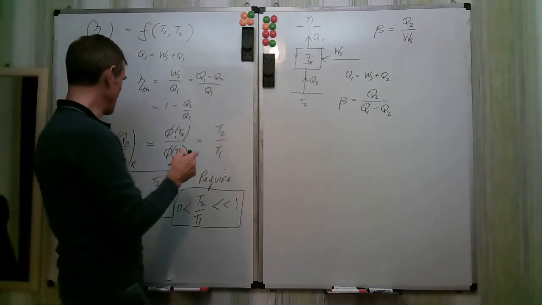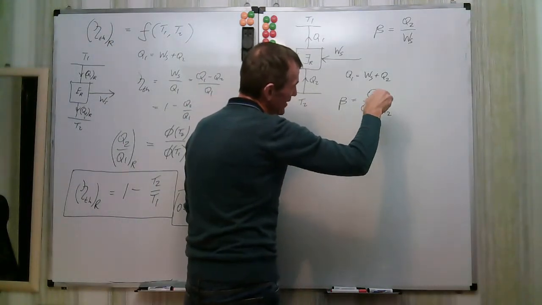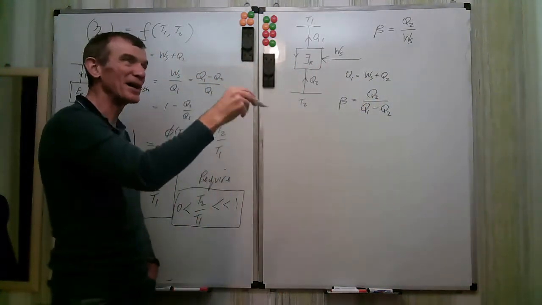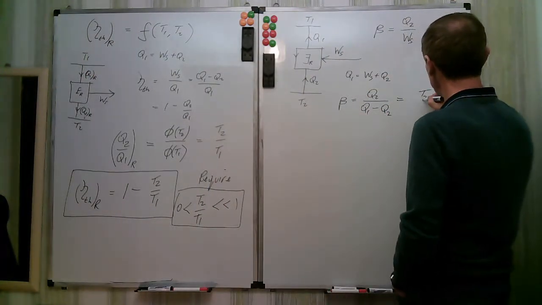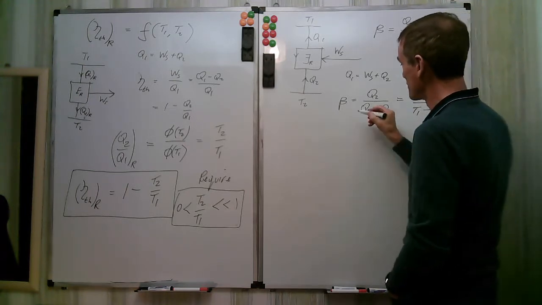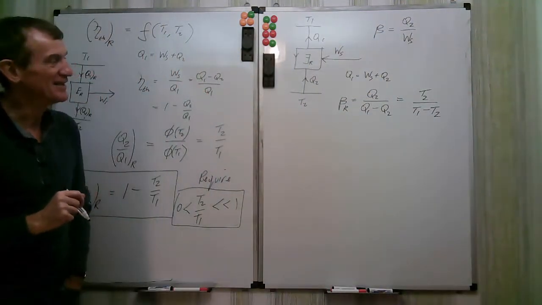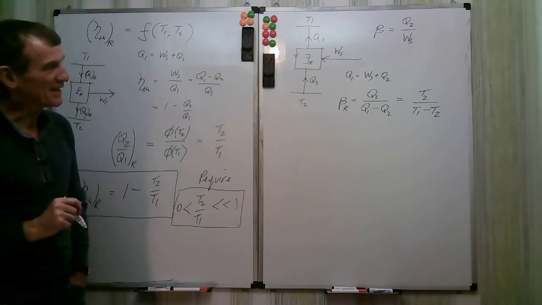Because if I divide through by Q1, I can divide the top and bottom all by Q1, and then I'd get the ratio T2 over T1. Then I can multiply back out by T1. So I can see that this thing is T2 over T1 minus T2, yes. So that's very reversible. I'll put a little R on that then. So the reversible refrigerator is given by this particular number, in that case.